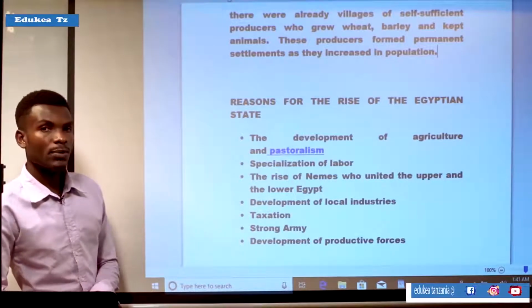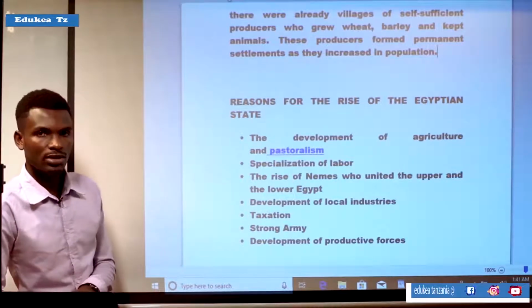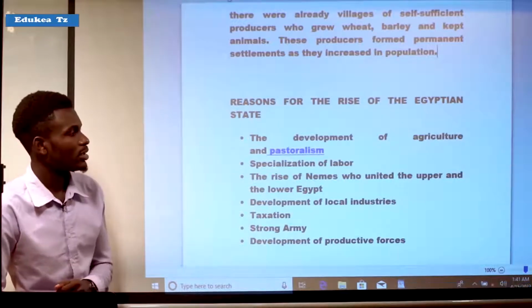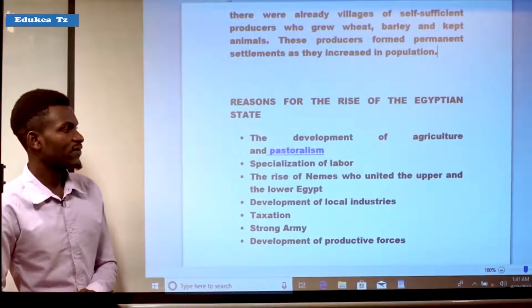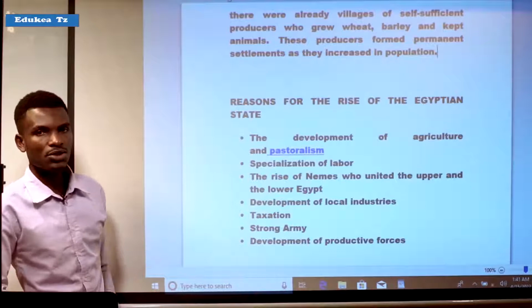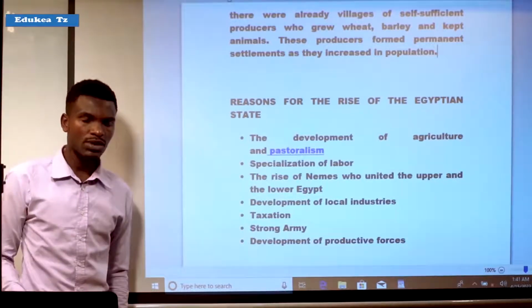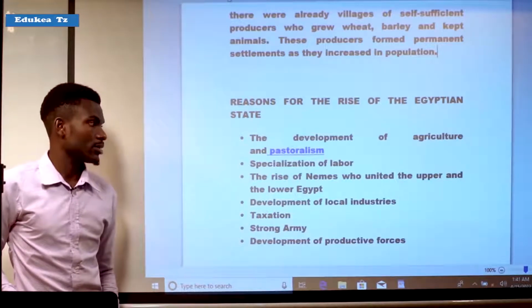For example, there were people who produced iron tools, people who kept animals, and people who were involved in crop cultivation. So that was the specialization of labor, whereby a certain group performs a certain work.